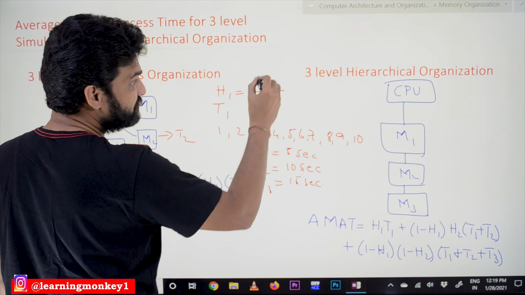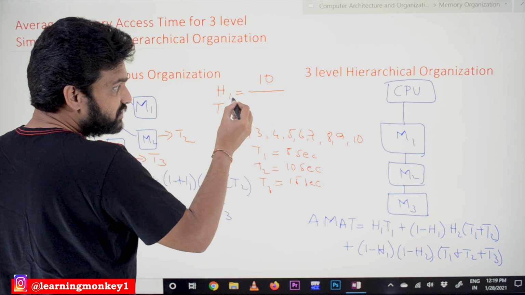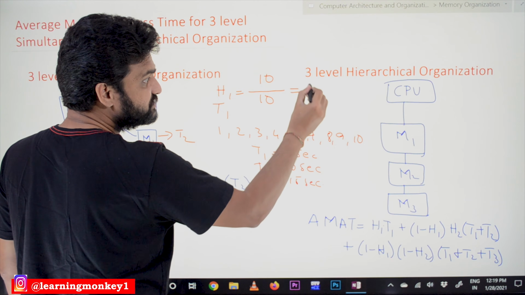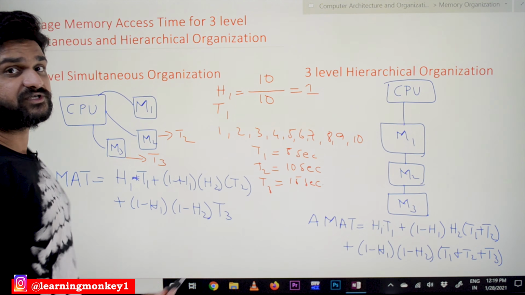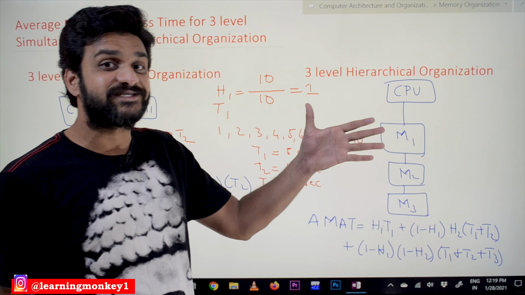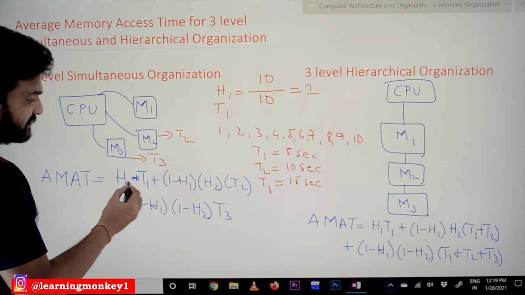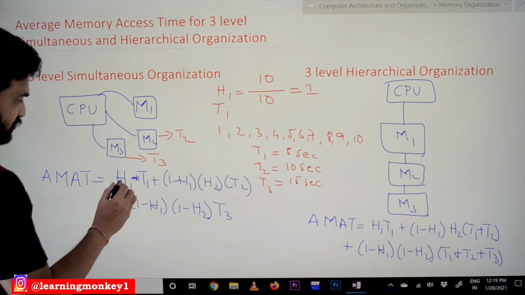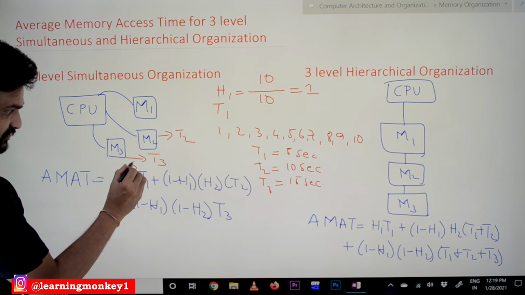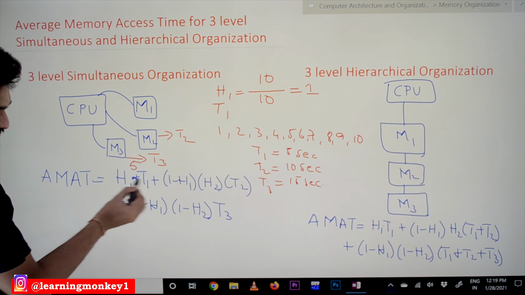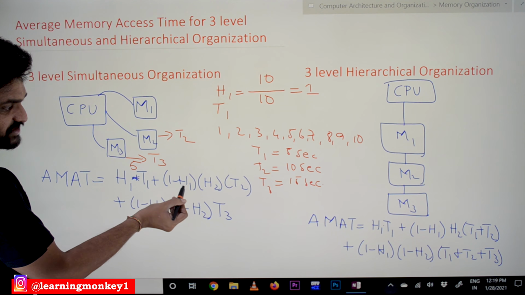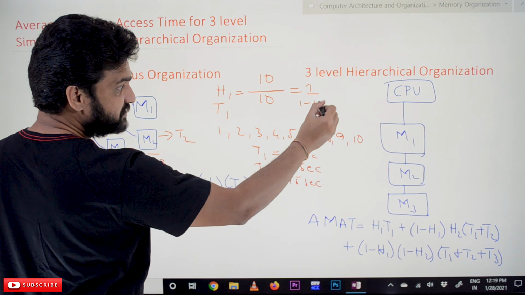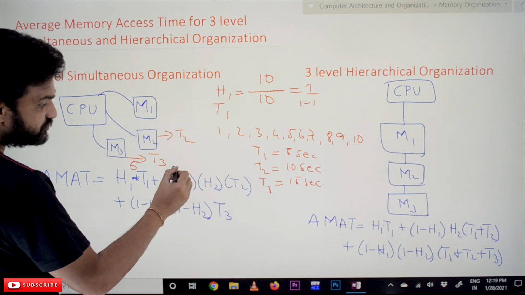So here the total number of hits is 10 and the total number of requests made by the memory is 10. So the hit ratio is 1, which means all the requests made by the CPU are hits. Now what is the time taken by the first memory? It is 5 seconds, so this value is going to be 1 into 5, which is 5. Similarly, 1 minus H1 means 1 minus 1, so it is going to be 0.